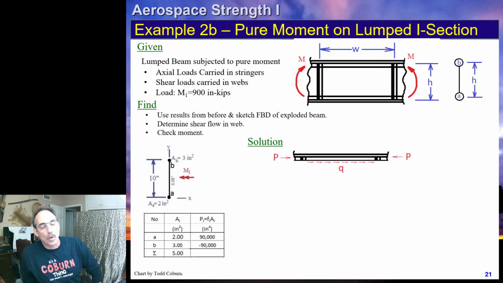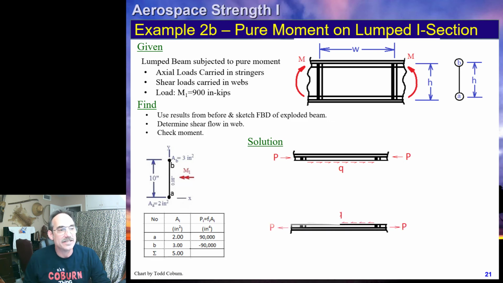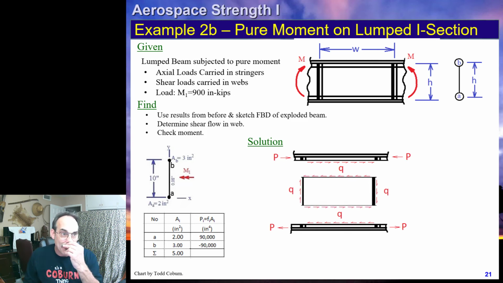And what we're going to find is that our force in the caps is just M over H, because we can just take a free body diagram about that bottom piece. We see that each stringer, each cap, is seeing an axial load change from one end to the other. The web is going to carry all the shear in the beam.